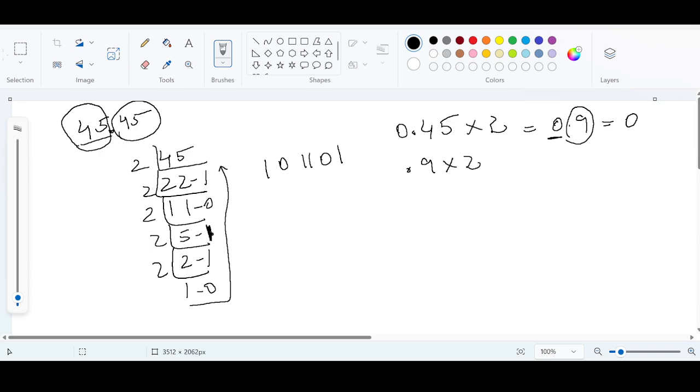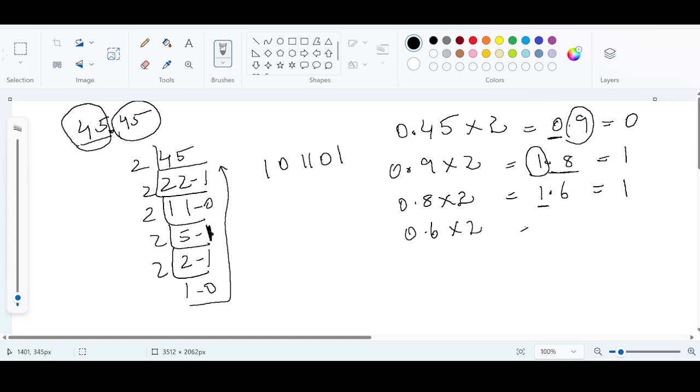0.9 into 2 gives what? 1.8. Collect only the integer part and keep it here. Consider the fractional part for the next multiplication, 0.8. Again multiply it by 2. You get 1.6. Collect the integer part and place it here. Take the fractional part, which is 0.6, and multiply it by 2. You get 1.2. Collect the integer part 1. Take the fractional part for the next multiplication, 0.2 into 2. You get 0.4.